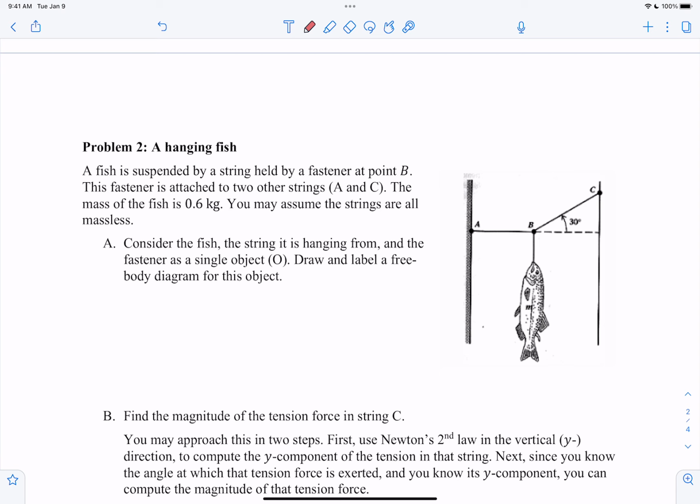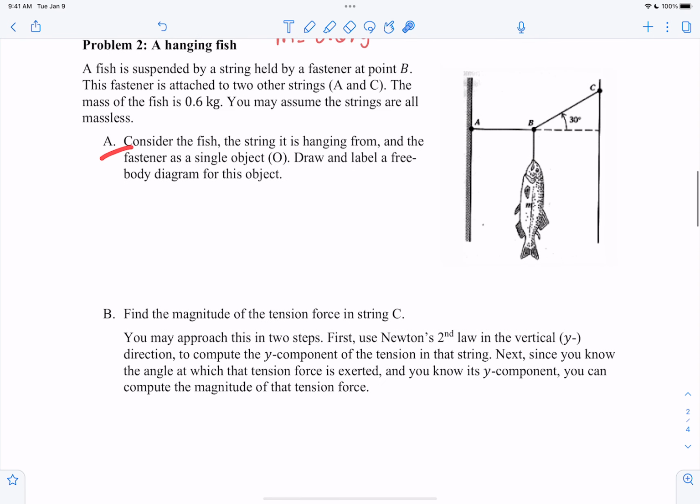Okay, awesome. So once again, we can't jump to conclusions. We can just go to part A. You have to put out or label what we have access to. We have access to mass equal to 0.6 kilograms. The strings are all massless, so there's no mass contributed by the strings. And the fish is suspended, right? So it's being tortured, I guess.